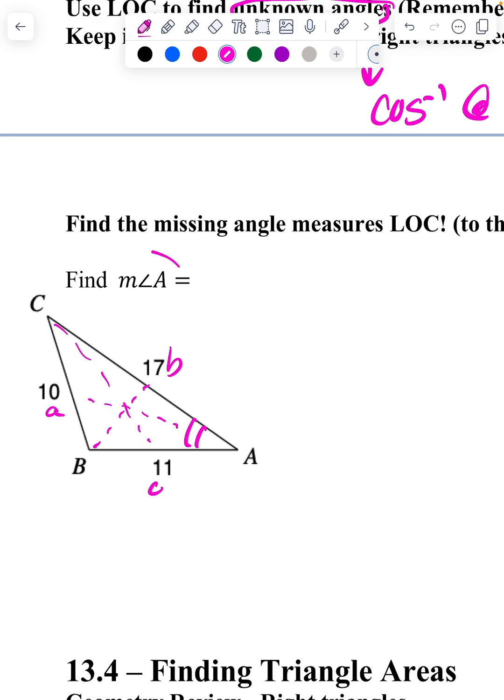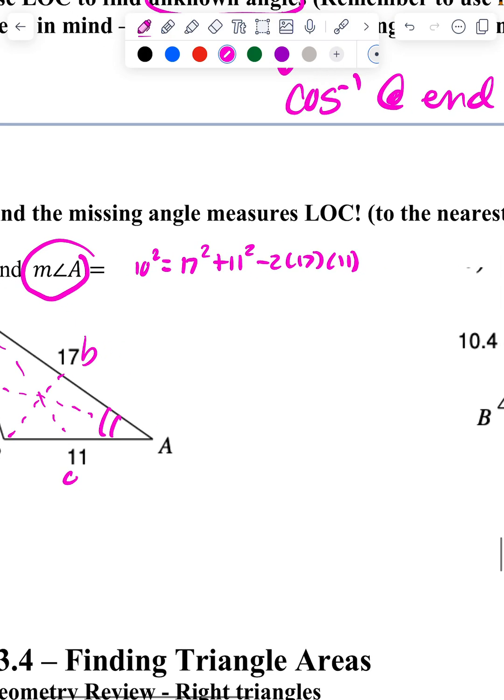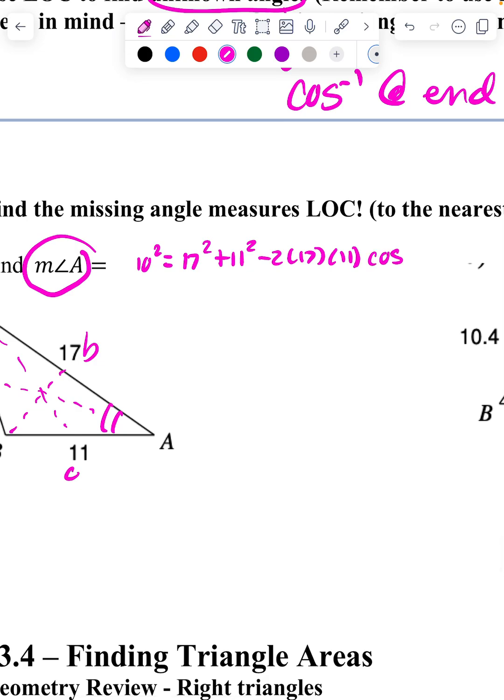So if I'm going to be looking for the measure of angle A at the end, I need to start with side A at the beginning. That's going to be the one sitting here. Then 17 squared plus 11 squared minus 2 times 17 times 11. And then here is where it gets a little dicey. This is the thing that I don't know. Like in algebra, this would be my x.